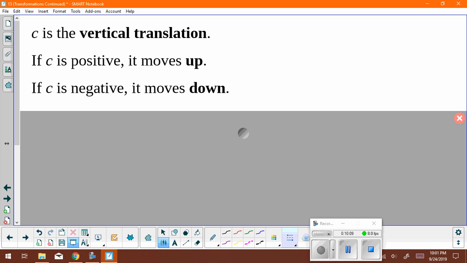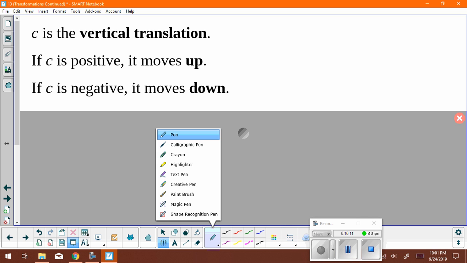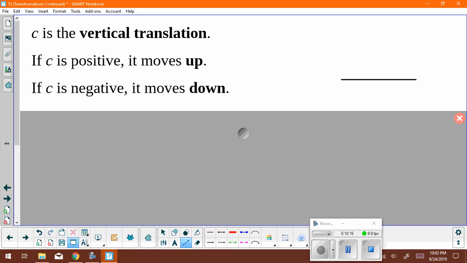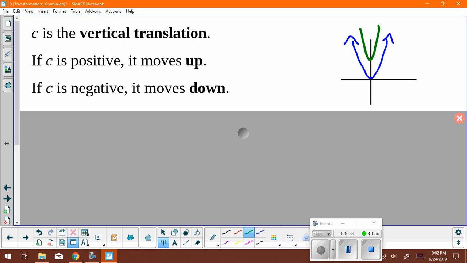So again, as a reference point here, I draw my axis, and I have something like y equals x squared. We know that the value of c just moves it up and down. So if c is positive, it's going to slide the whole thing up. If c is negative, it's going to slide the whole thing down. It's moving it in some direction. That's what's happening.